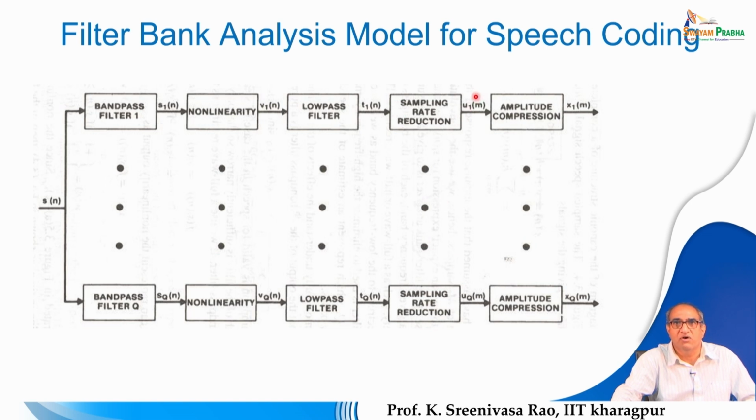So, the output will be represented in 1 second by 50 samples per channel, and there are 16 channels. So, 50 into 16, that means there are 800 samples per second. And since the samples are highly correlated, by using amplitude compression, you can reduce the data rate. Instead of 12 bits, you can represent each sample by either 5 bits, 6 bits or 7 bits.